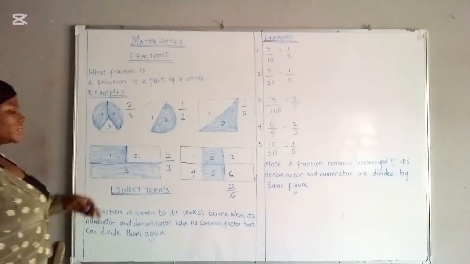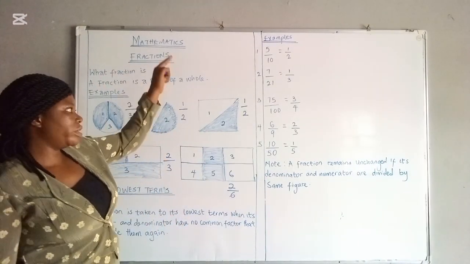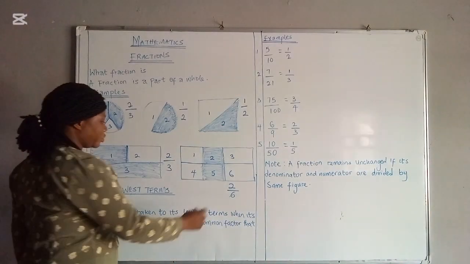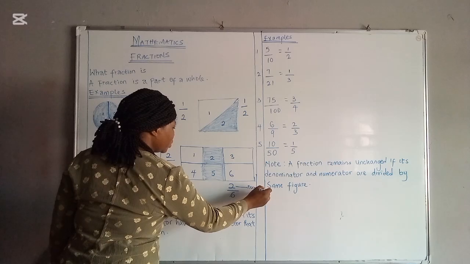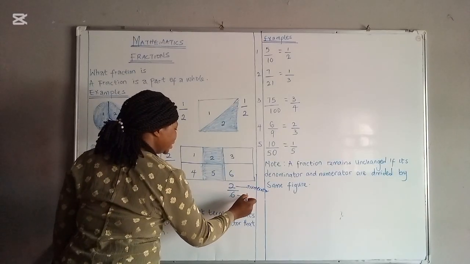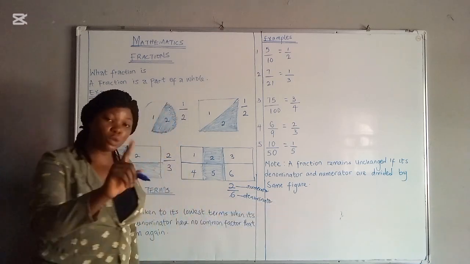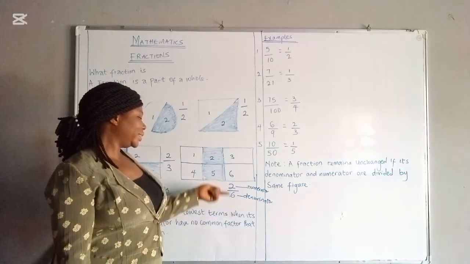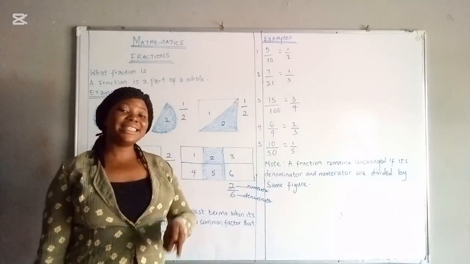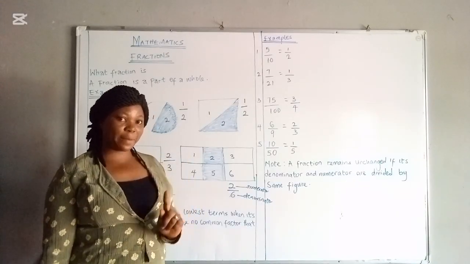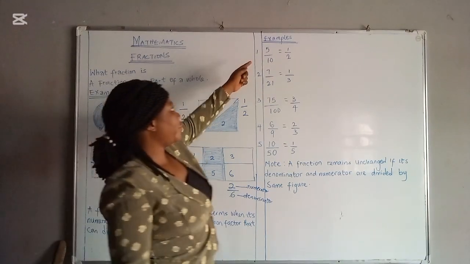That is, when a fraction is in its lowest term, it means both the numerator, this is the numerator, for example here, the number at the top is the numerator, while the denominator is the one at the bottom. So when there is no number that can divide the numerator and the denominator, then you see that the fraction is in its lowest term. For example, we have 5 over 10.